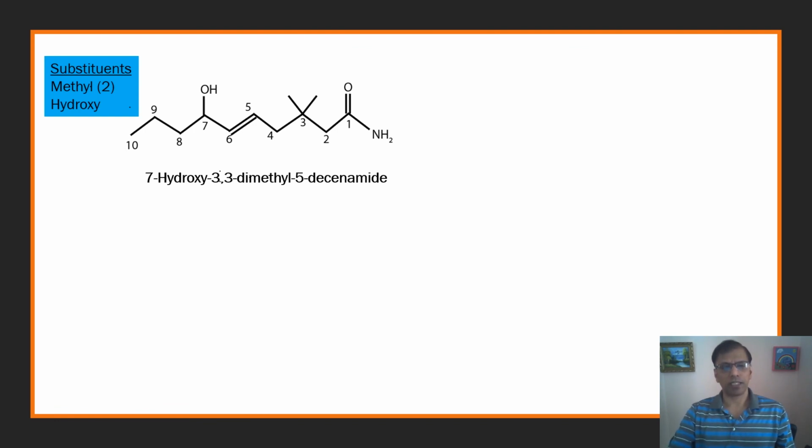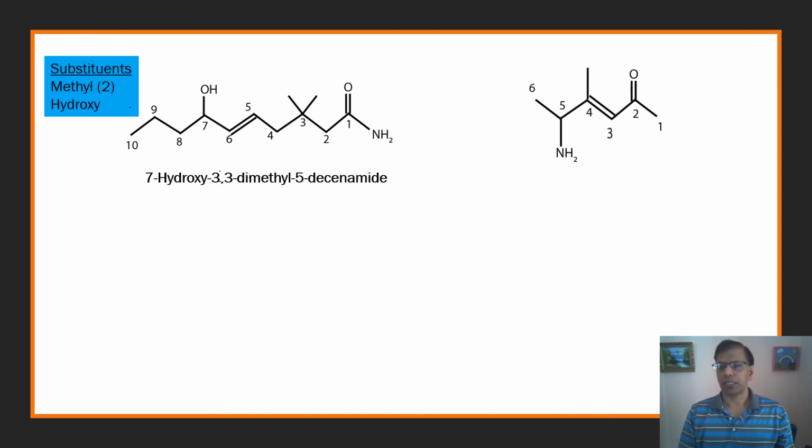And this is how you name it. You call it 7-hydroxy-3,3-dimethyl. You have to put the number for each of the methyl groups. Since the methyl groups are on the same carbon atom, you repeat the numbers, so it's 3,3, and di because two methyl groups are present. And then you add the number 5 to indicate the location of the double bond, so you call it decene. Ene is used to represent the double bond, and then you end the name with the word amide because there's an amide functional group, and that's the parent chain.